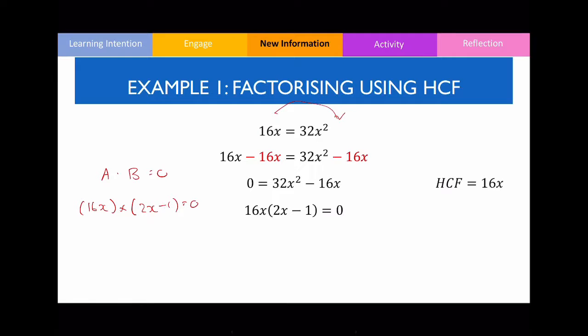Notice it's now in the same format as the null factor. Therefore, I can equate each of these terms to 0 to solve for x. So 16x is equal to 0, 2x minus 1 is equal to 0. If you're trying to solve for x in this case, divide both sides by 16. This is going to be equal to 0. And for the next one, 2x minus 1, we'll move 1 to the other side and then divide both sides by 2. X is therefore going to equal a half. And make sure you include the word or as well.